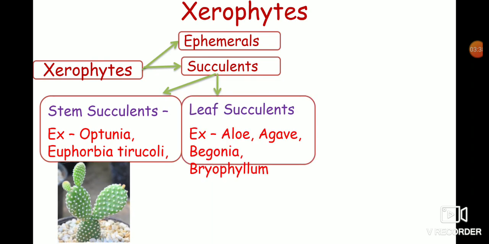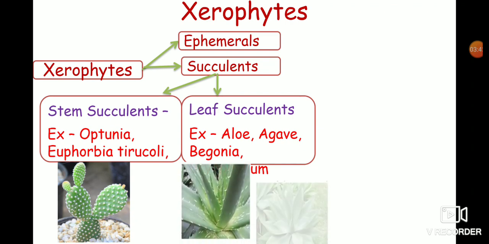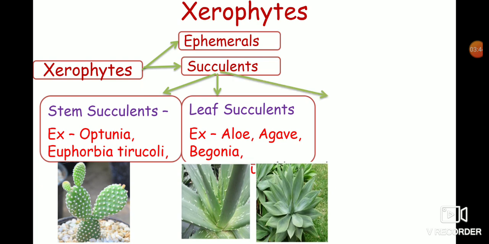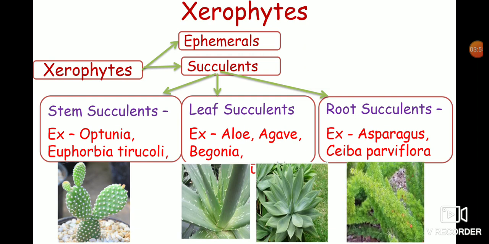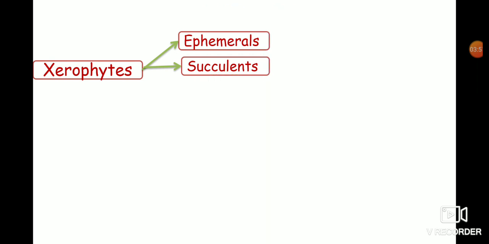The second are the leaf succulents. They store water in their leaf. Examples are aloe, agave, bryophyllum, begonia. The third type of succulents are the root succulents. They store water in their roots. Examples are asparagus and Ceiba parviflora.